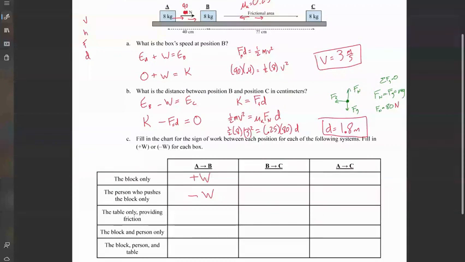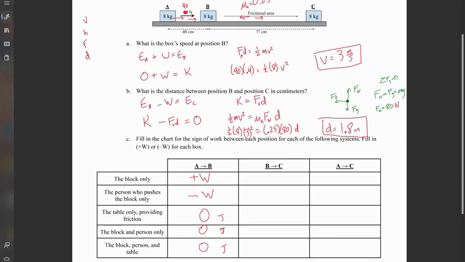Okay, the table providing the friction. There's no friction between A and B, so this does 0. The block and the person between A and B, well, the person gives the block its energy. So what the person loses, the block gains, so this will be a net 0. The table, now we throw in block, person, table. The table provides the friction, which there's no friction yet between A and B. So if we look at block and person and then add in the table, that's also going to be 0. And these are joules for all these zeros.